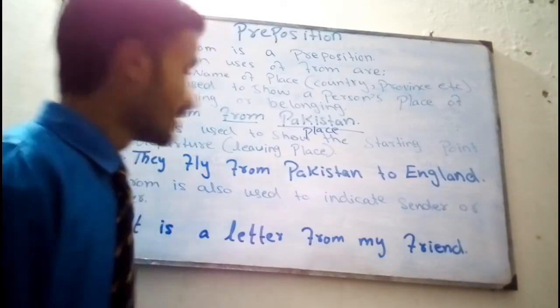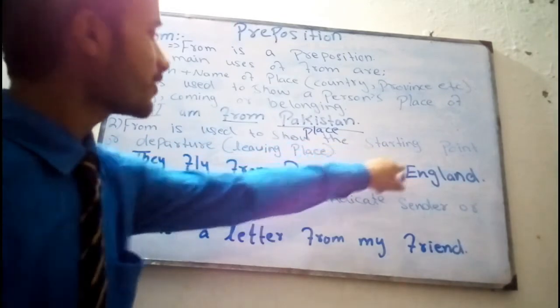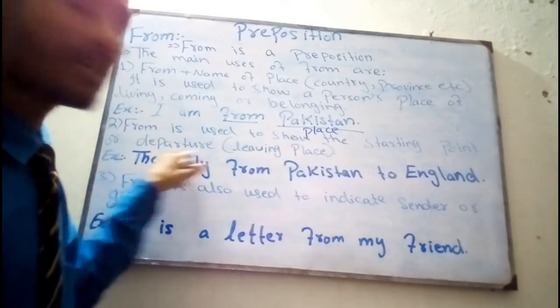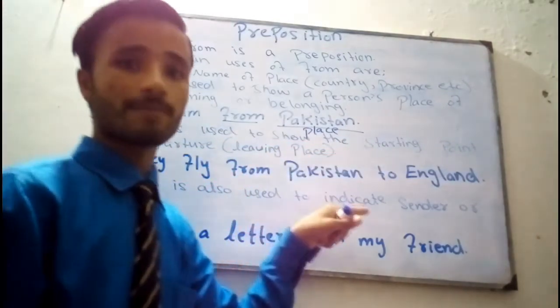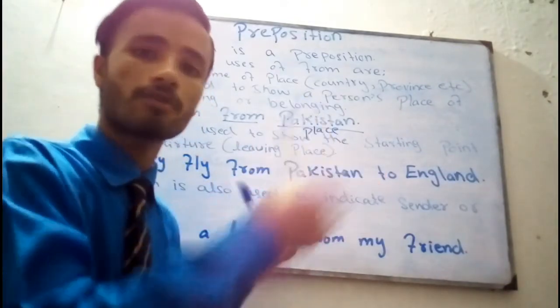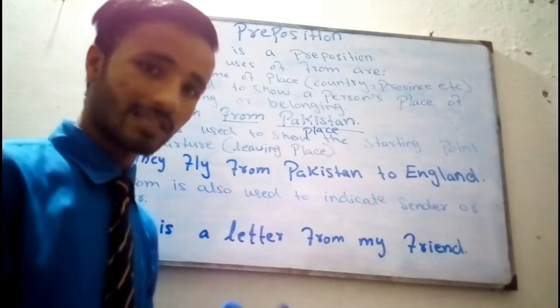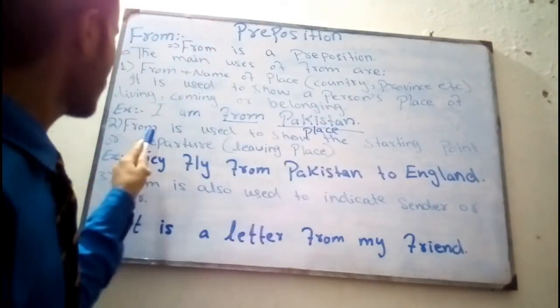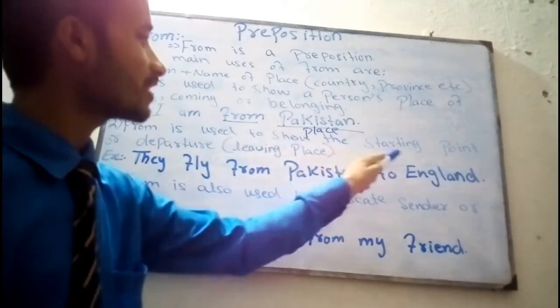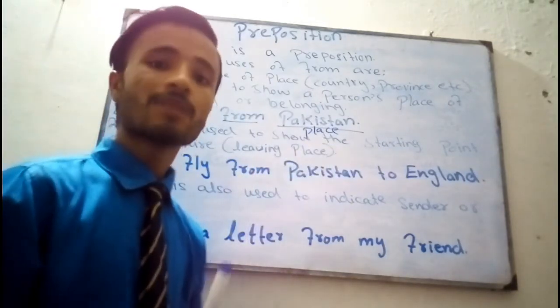Is this clear? See the second step. From is used to show the starting point or departure. Departure means leaving place, right? Leaving place. So it is also used to show the starting point, the point from which the action starts. Is this clear? So it is used to show the starting point or departure. Departure means leaving place.